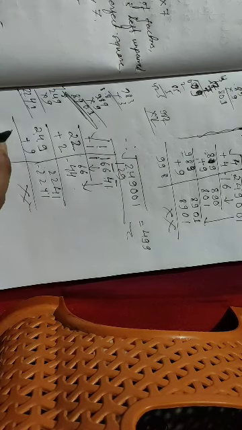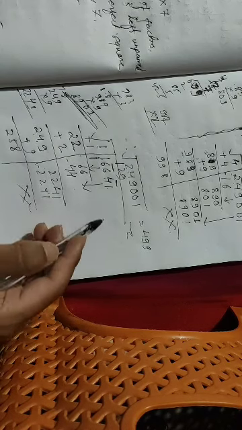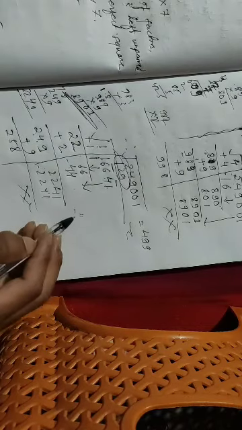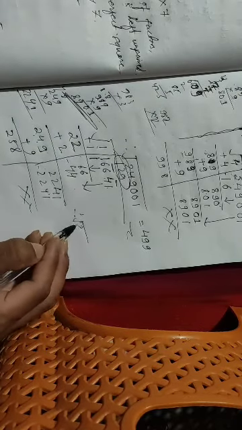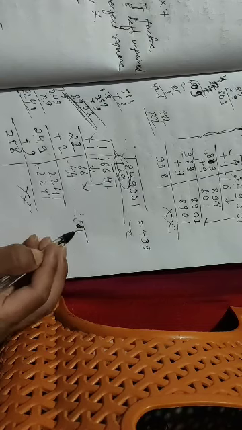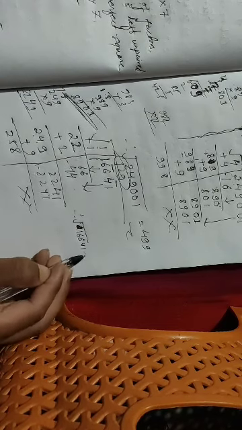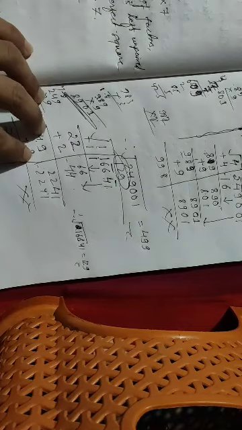And this will be how much? Plus 9, 258, isn't it? So which one is the square root? This one. Therefore, the square root of 16641 is how much? 129. Okay, so this is how you will find the square root by the division method.